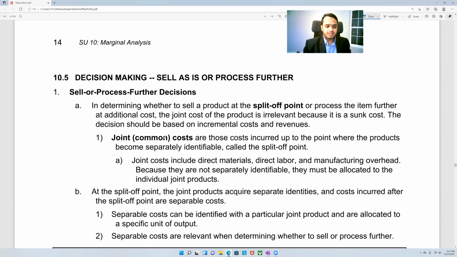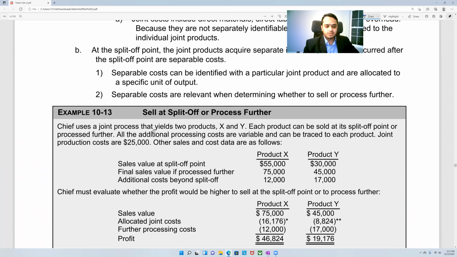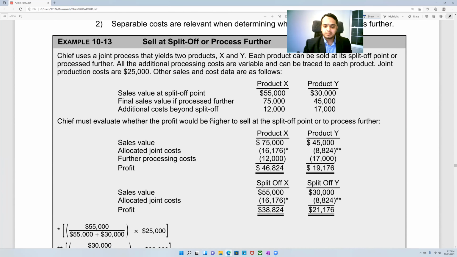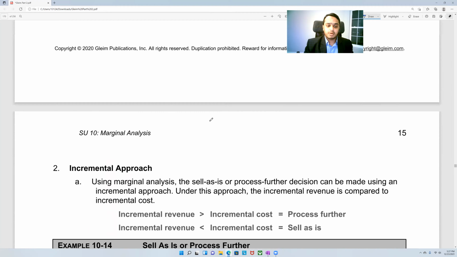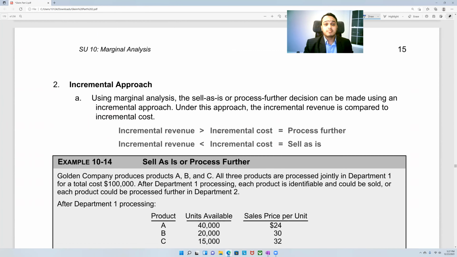That's it. See, the common cost, what you do, sell it at the split-off point. Is selling it at the split-off point good for you? The split-off point is the point at which the joint product is being split into different products. Selling at that point, is it beneficial for you? If yes, sell it at that point. Compare it with processing it further. See, incremental: are you going to get incremental revenue more than the incremental cost? Go ahead, process it further.